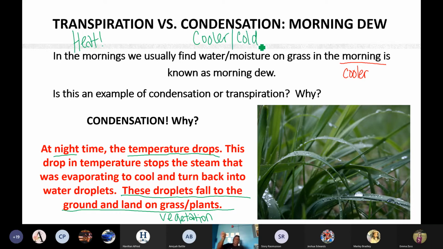So because in the morning it's colder, those cold droplets that were in the air that were rising are now falling to the ground as droplets. Okay? Please take some time to draw this picture and write down our explanation here in your notes. I promise you'll need it later on.